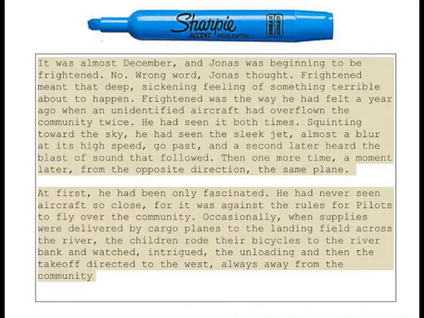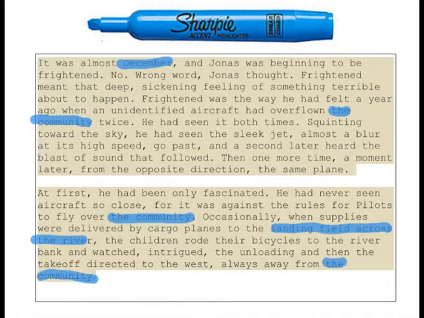Right off the bat, I noticed December. That tells me what time of year it is. The next thing that sticks out to me as setting is the community. This tells me that they consider themselves a community. Then I see there's a landing field across the river, which is a simple physical description. And I also noticed some repetition of the community, so I'll go ahead and highlight in those other places too.